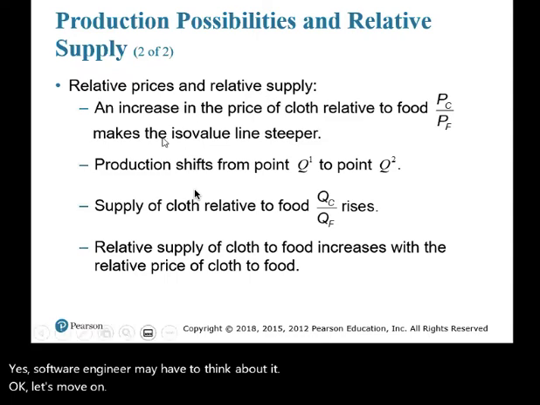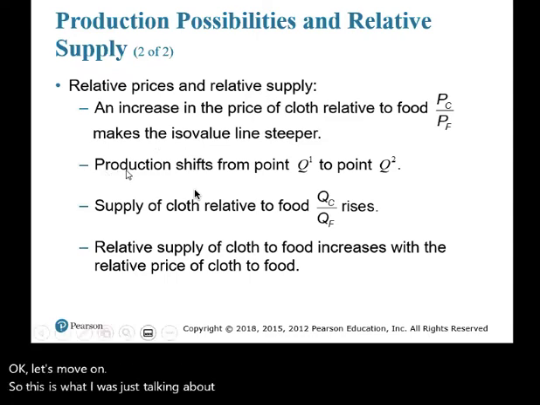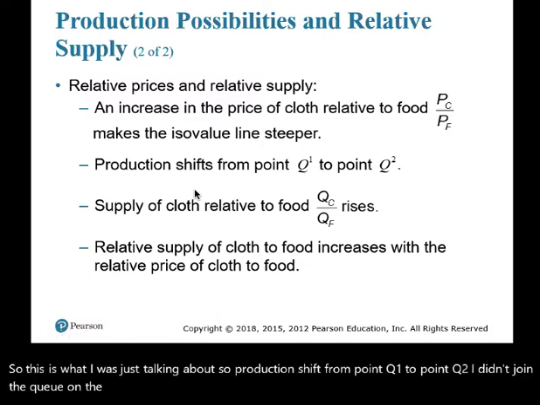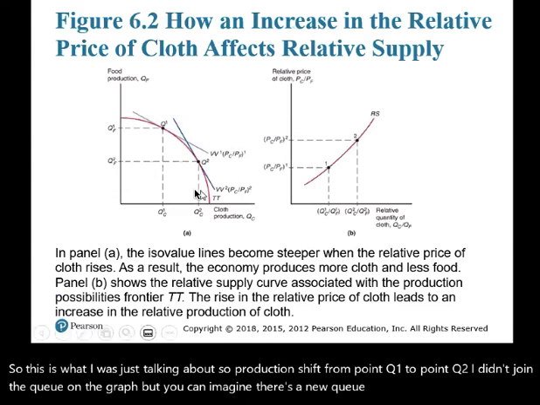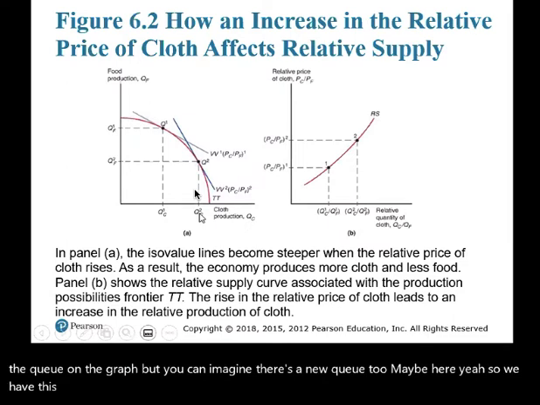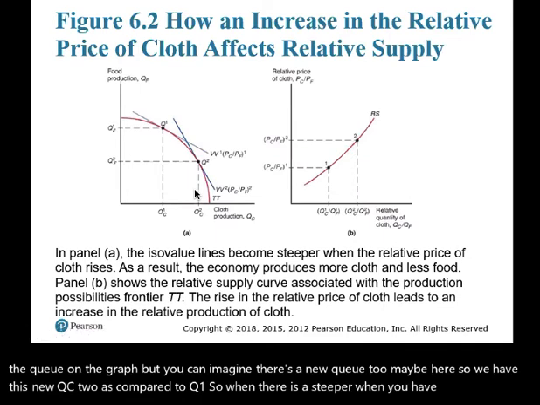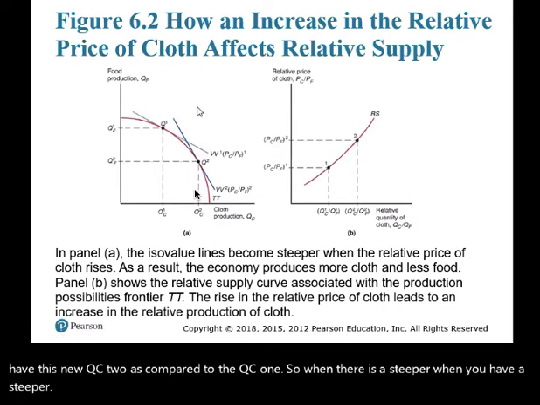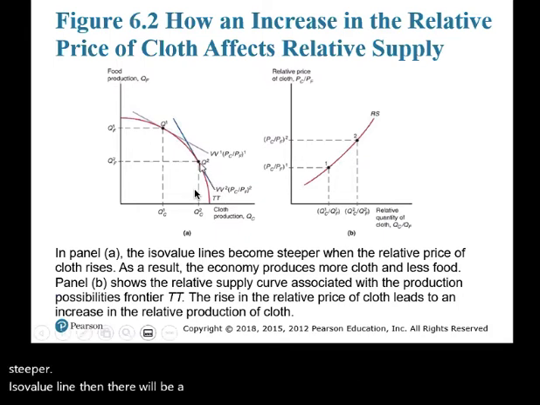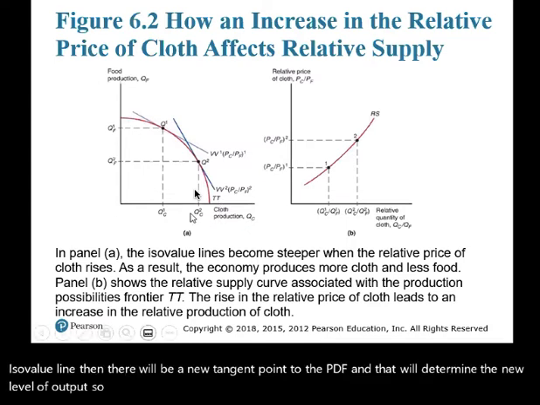Yeah, so this is what I was just talking about. So production shifts from point Q1 to point Q2. I didn't draw the Q on the graph, but you can imagine there's a new Q2. Maybe here. Oh yeah, so we have this new QC2 as compared to the QC1. So when you have a steeper isovalue line, then there will be a new tangent point to the PPF, and that will determine the new level of output. So we have this new level of output as QC2.